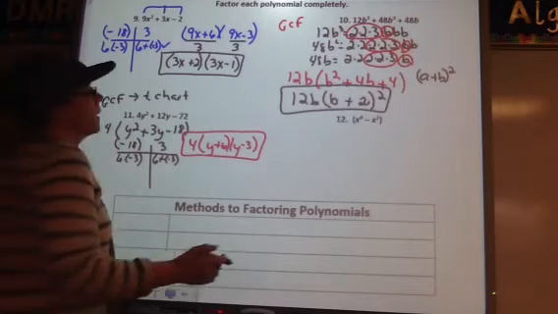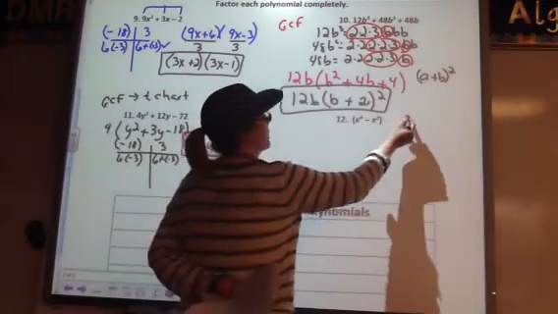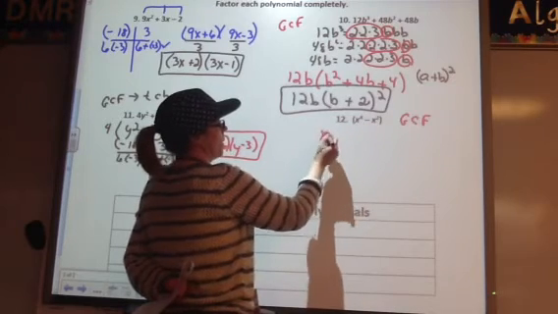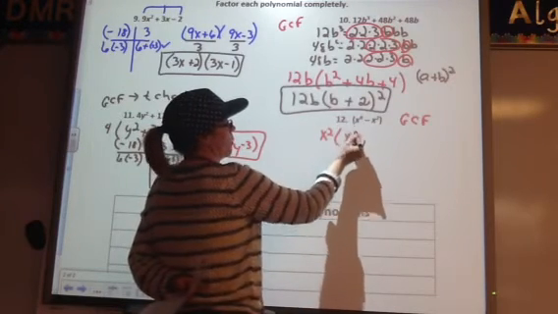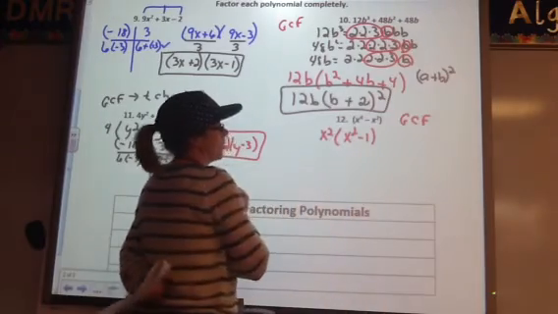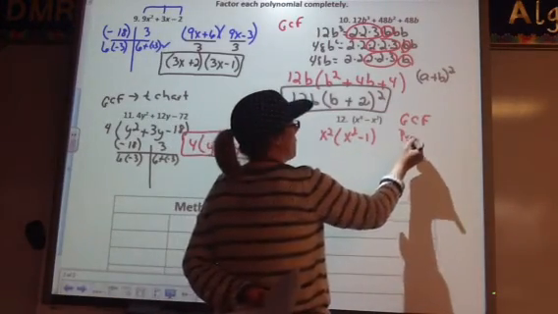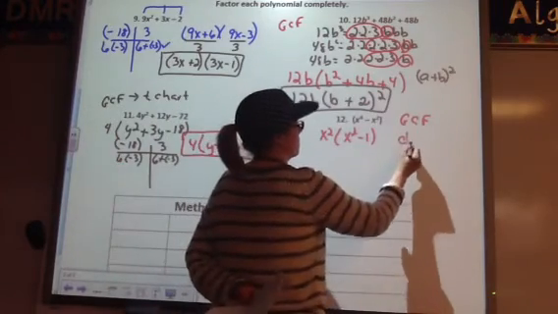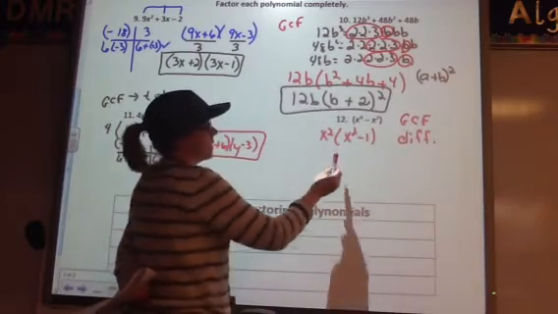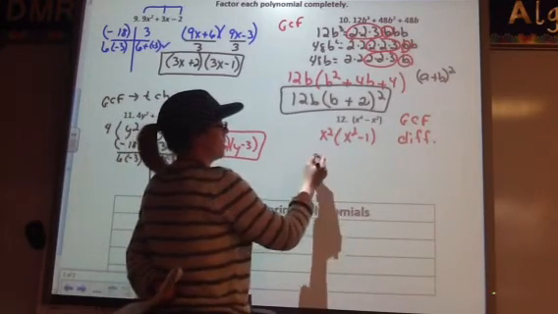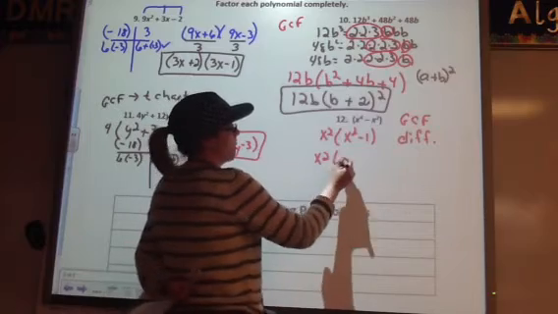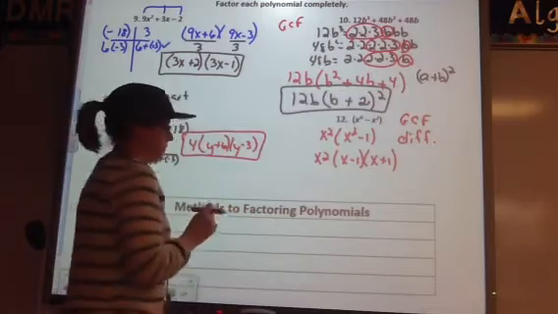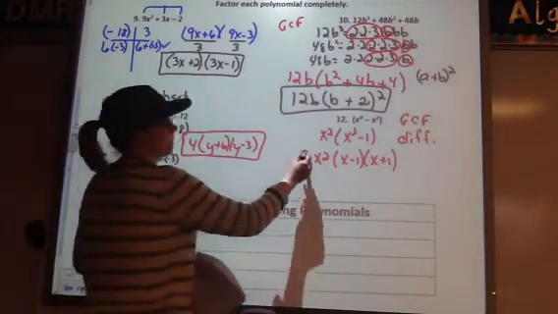All right. Number 12, do we have a greatest common factor? And we do. We can pull out an x squared of both of these. So when I pull out x squared, I have x squared minus 1 left. Okay. Do we have a perfect square or difference of perfect square? We have difference here. Because x squared is a perfect square and so is 1. So on the difference of a perfect square, remember it's x minus 1 and x plus 1. That's our answer.